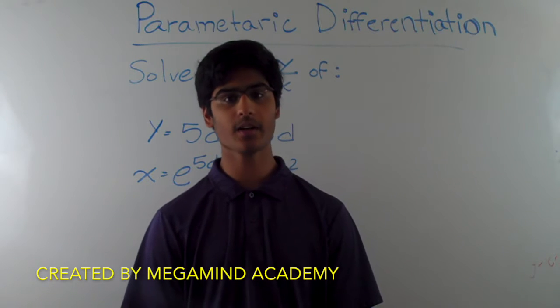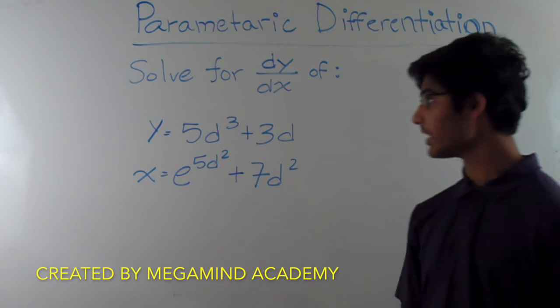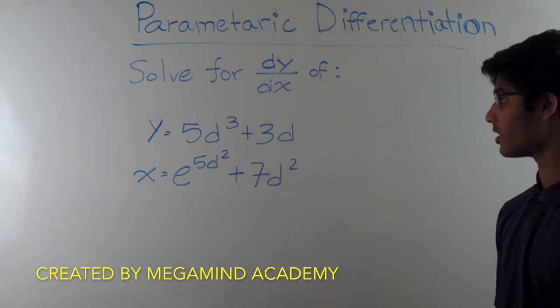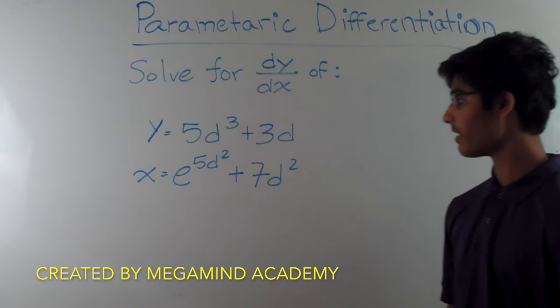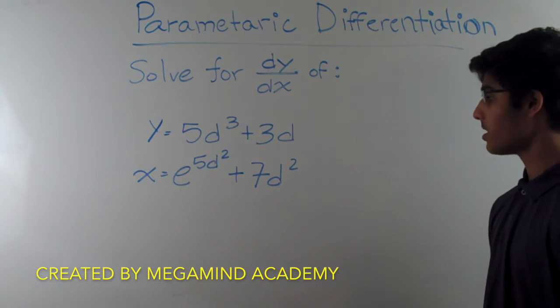Hi! Today we're going to learn about parametric differentiation. Let's say we have to solve for dy/dx of y = 5t cubed + 3t and x = e to the 5t squared power + 7t squared. So how do we do this?